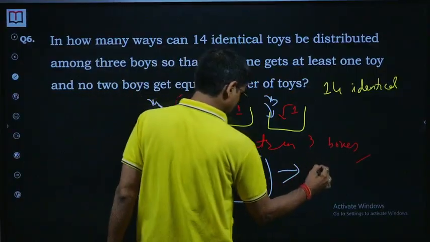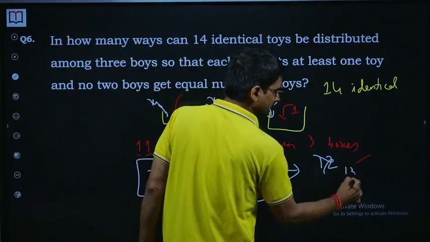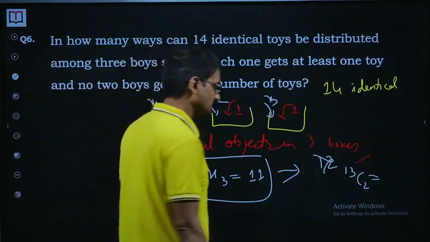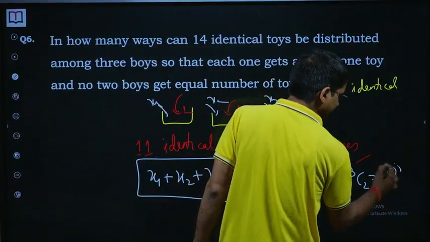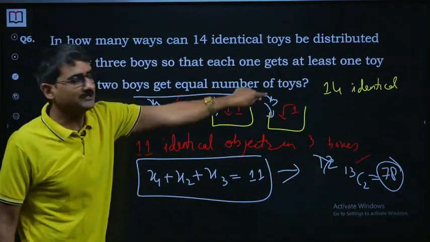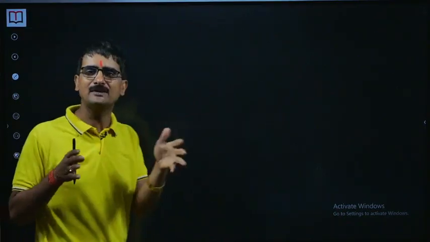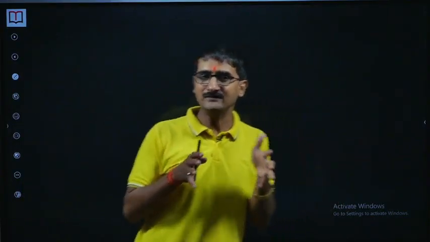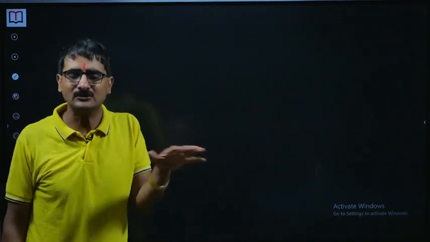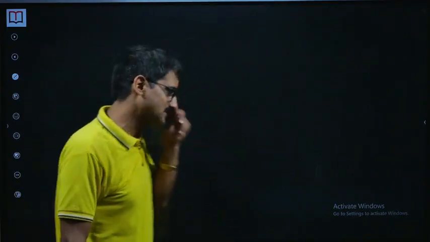So it's 12C2, 11 plus 3 is 14. So I'm sorry, it's 13C2, isn't that? So how much is it? 13C2, 13 into 12 by 2 is 78. Fine. But now, no boy gets equal number of toys. Now what are the possibilities of distributing 11 objects among 3 persons? Not all 3 can get equal, because 11 is not divisible by 3. So 2 boys are getting the same number of objects.